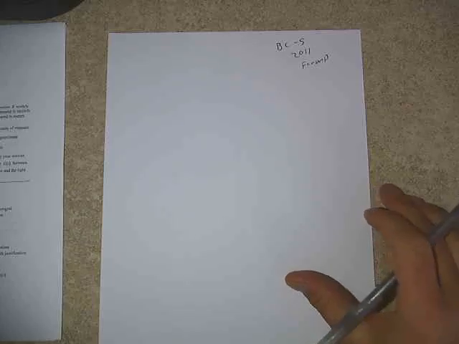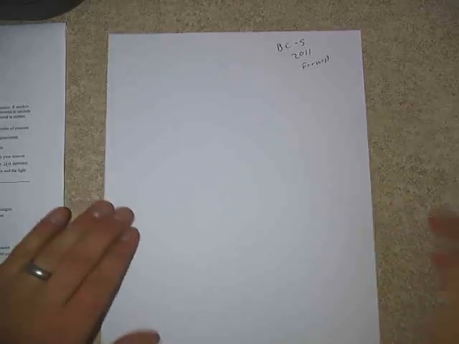2011 Form B, number 5. We have some information about position and velocity for this guy on a unicycle going on an east-west track. And it says that the table gives a distance here, measured in meters from the west end of the track at time t. And the velocity here is in meters per second. And in part A, we're to use the data in the table to approximate the acceleration at time 5.